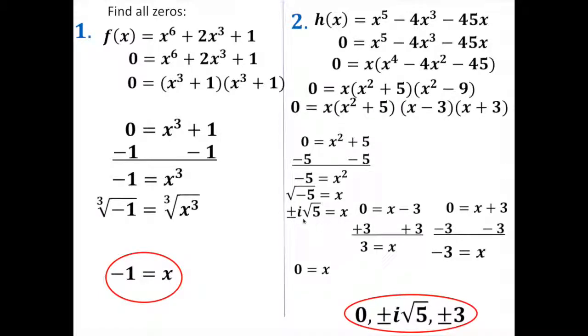And I want to draw your attention to this portion right here. This is plus or minus i square root of 5. Okay, so plus or minus i square root of 5, that is going to be an important piece here. So that's how you'll have to write this. Remember, the imaginary number comes out in front of the radical.